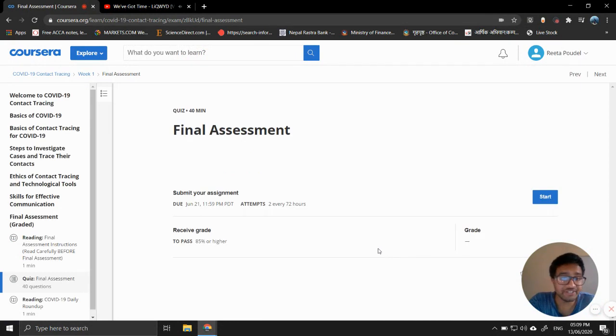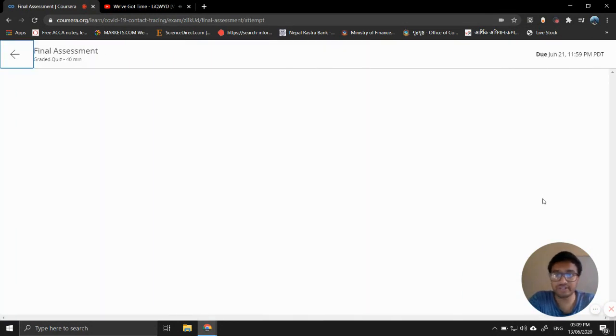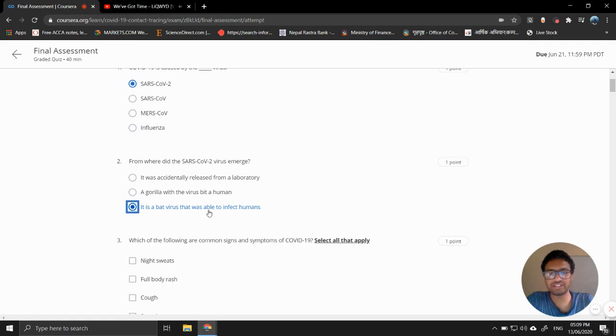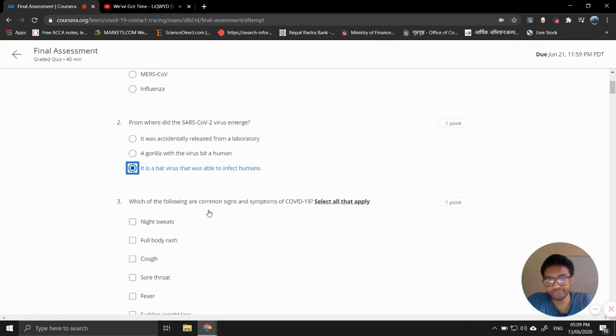I'm starting my final quiz. Start. First question: COVID-19 is caused by the dash virus. Your first answer will be SARS-CoV-2. Similarly, your second question is about where SARS-CoV emerged from. It's a bat virus that was able to infect humans.